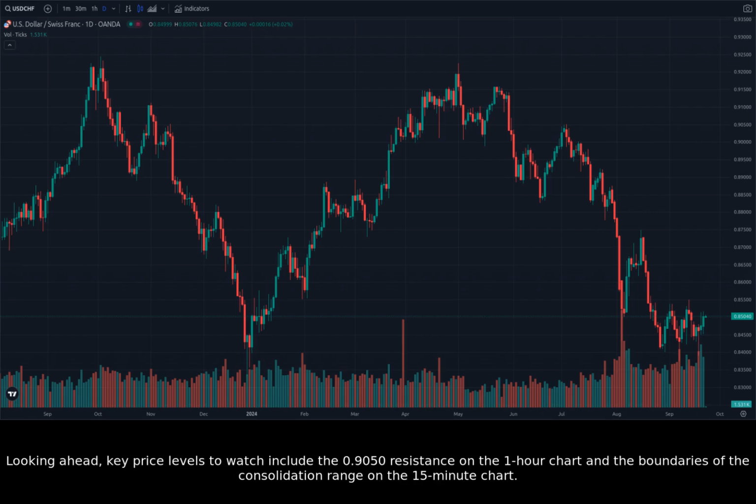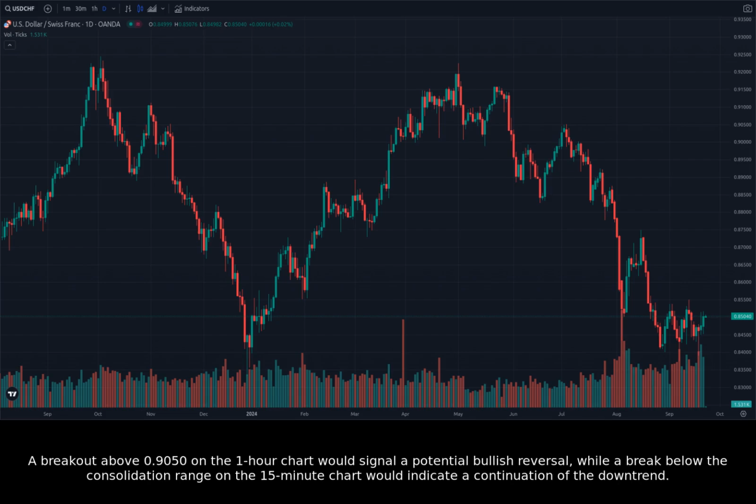Looking ahead, key price levels to watch include the 0.9050 resistance on the 1-hour chart and the boundaries of the consolidation range on the 15-minute chart. A breakout above 0.9050 on the 1-hour chart would signal a potential bullish reversal, while a break below the consolidation range on the 15-minute chart would indicate a continuation of the downtrend.